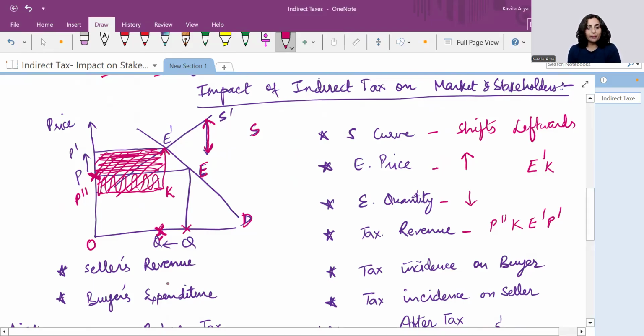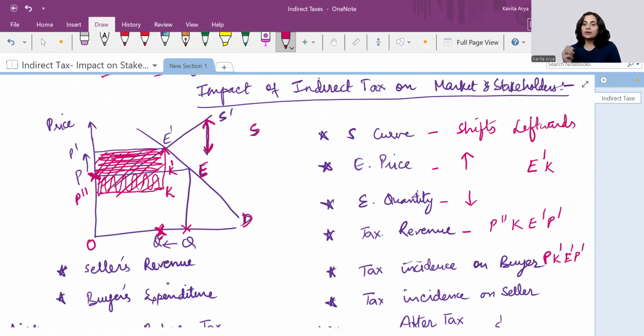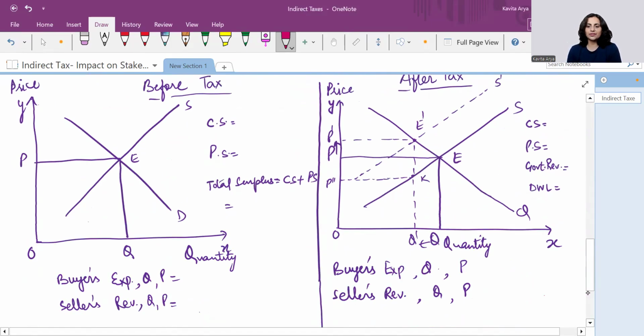So tax incidence on buyer would be, I'm naming this point as K dash. Right. So on buyer it is P, K dash, E dash and P dash. Whereas on seller, the buyer pays extra, whatever is the amount over and above the previous equilibrium price, right? And other than that, whatever is the tax payment, that's done by the seller. So seller is giving here in this case P double dash, K and K dash. I hope this is clear to you.